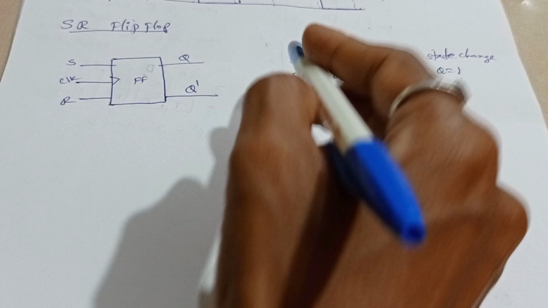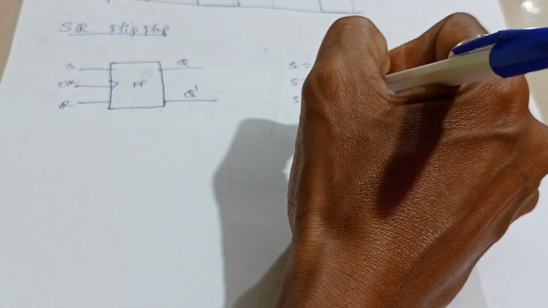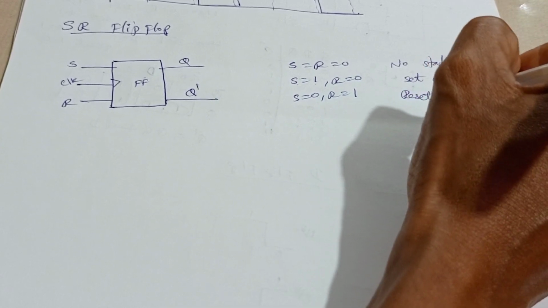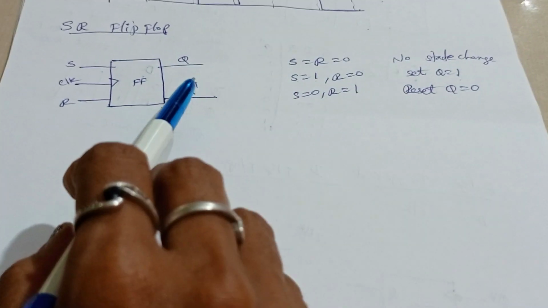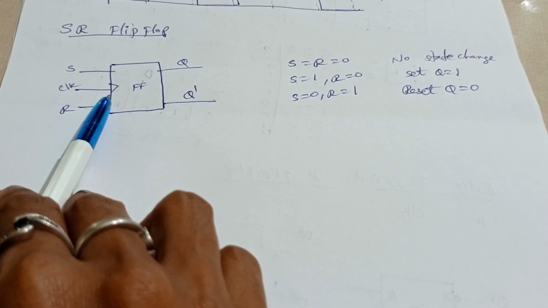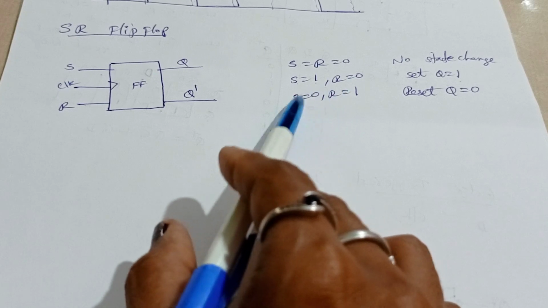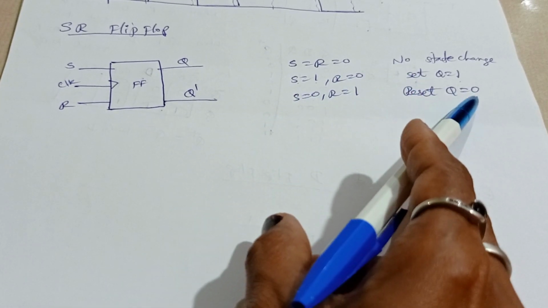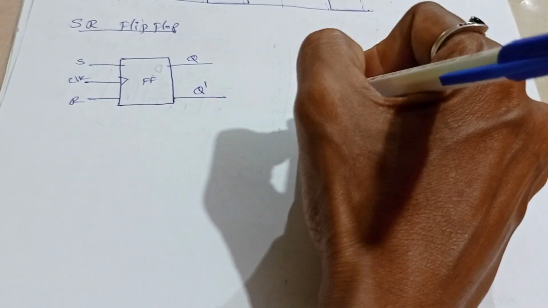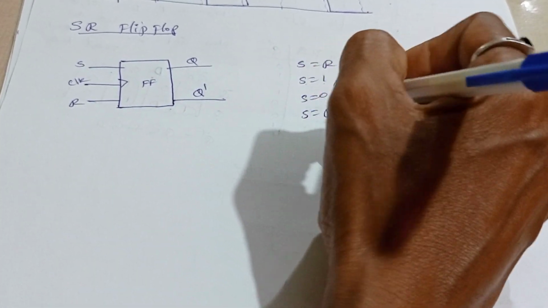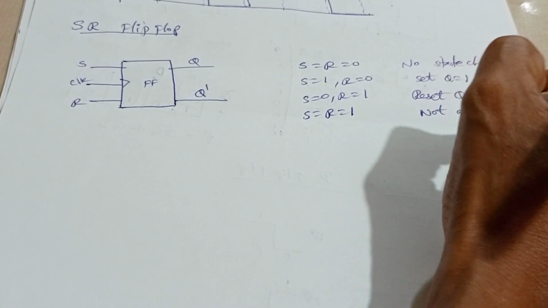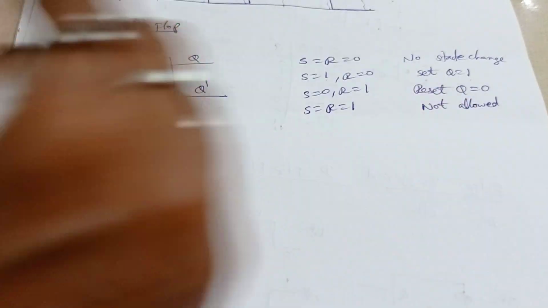Next, S is equal to 0 and R is equal to 1. It resets the output, that is, Q is equal to 0. Again, this is also after the active clock edge. When you apply the active clock edge, with S equal to 0 and R equal to 1, Q is 0. Reset. Now coming to S equal to R equal to 1, it is not allowed. This condition is not allowed. These two inputs both being 1 is not allowed.